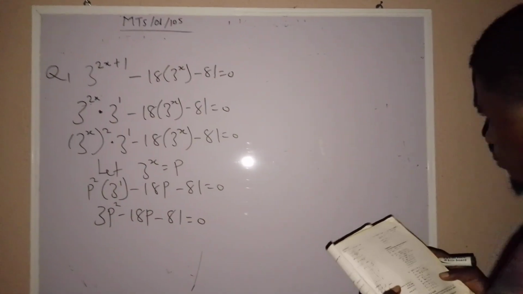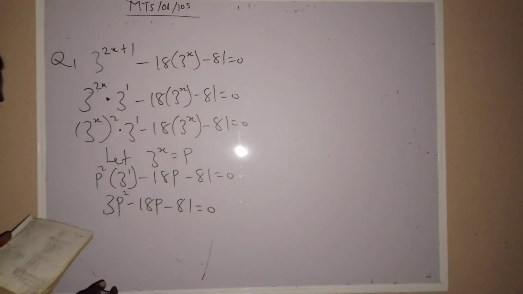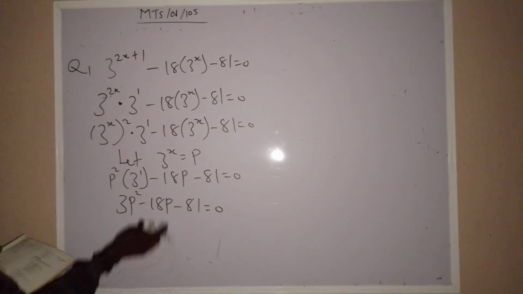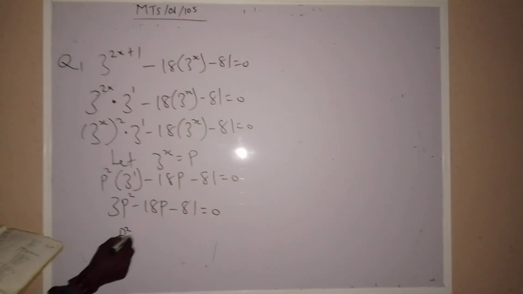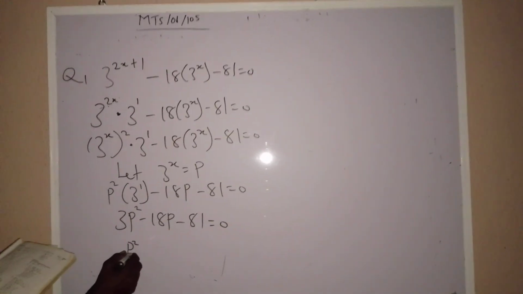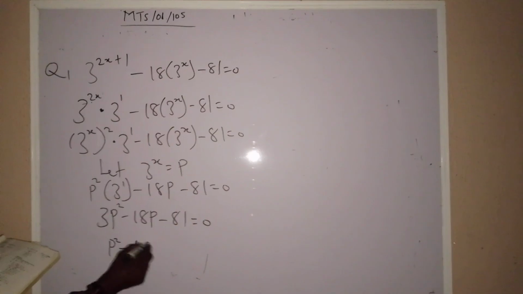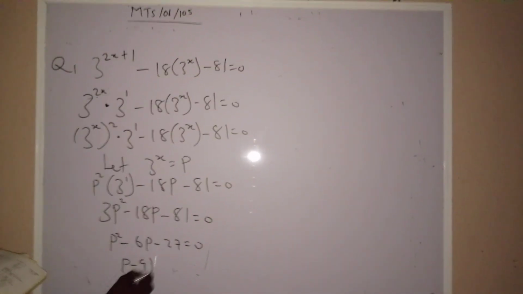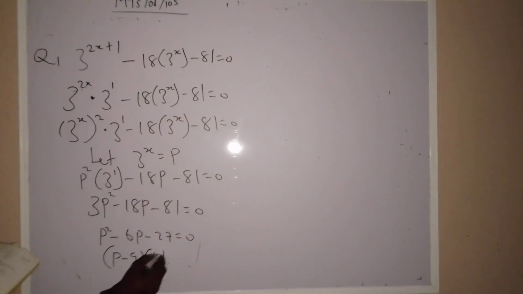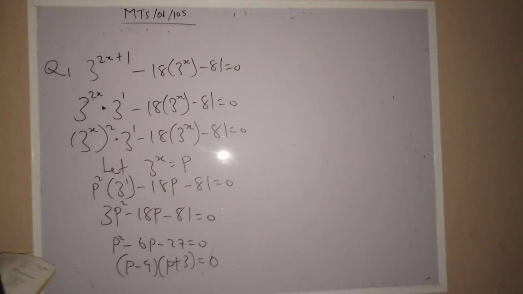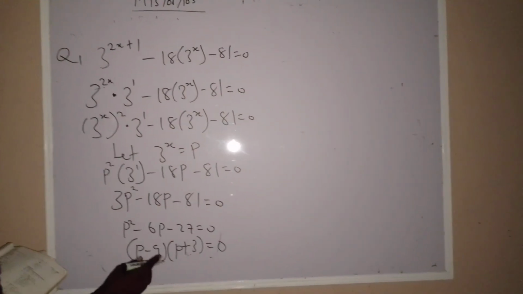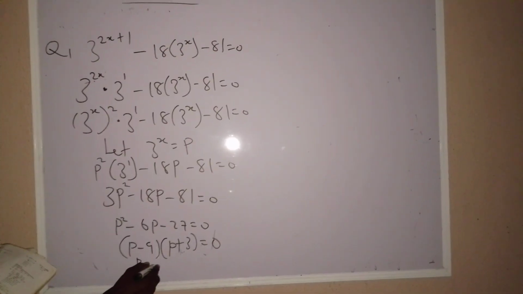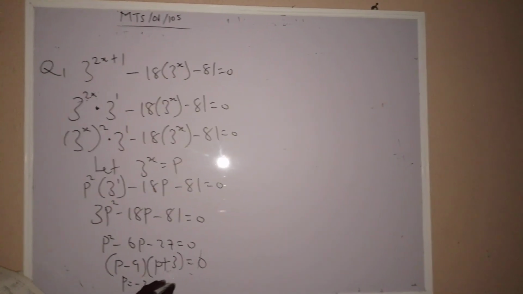Because of time, if you factorize it, you can still reduce this. When we reduce, we have p squared minus 6p minus 27 equals 0. Factorize completely, you can do that yourself. There's no time, sorry, it's late. So p equals minus 3 or 9.